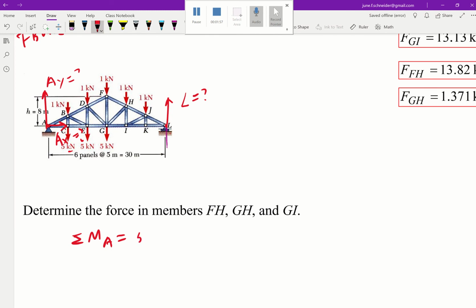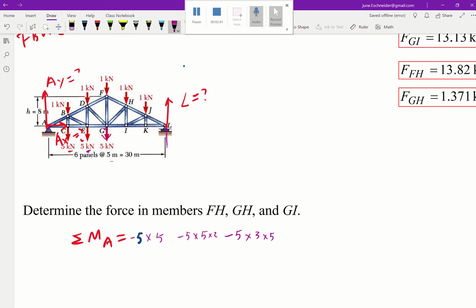So in that situation, let's go ahead and see. We have the first 5 kilonewton, times its moment arm. This is 6 panels, 5 meters each, so times 5. That's a clockwise rotation, a negative. Then we have the second 5 kilonewton, times its moment arm rotating about A. That's 2 panels, so it's 5 times 2. It's also clockwise. Then the force at G, 5 kilonewton, the moment arm is 3 panels, 3 times 5, and a clockwise rotation, right?